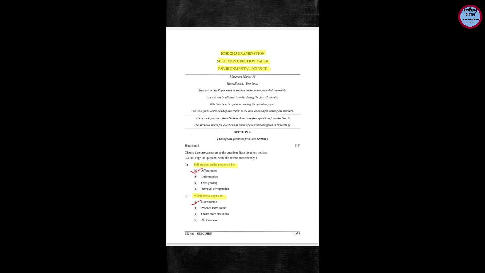Question number 1, part A. Soil erosion can be prevented by: afforestation, deforestation, overgrazing, removal of vegetation. The correct answer is afforestation. Next question: a 4-stroke engine is: more durable, produces more sound, creates more emissions, all the above. The correct answer is more durable.